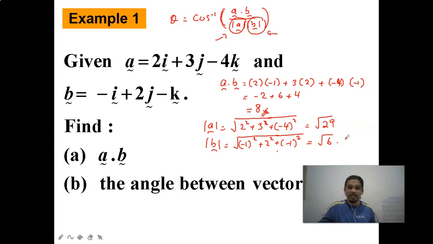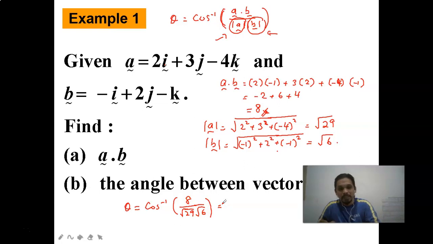Okay, so then theta equals arc cos of A dot B, the scalar product of A dot B equals 8, divided by the square root of 29 and the square root of 6, equals, okay, let's find the answer together here now.